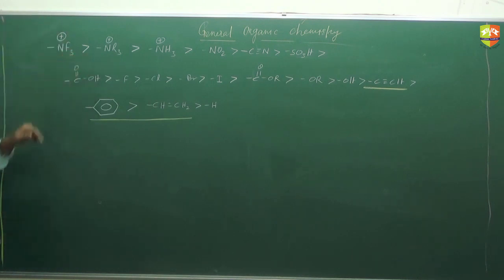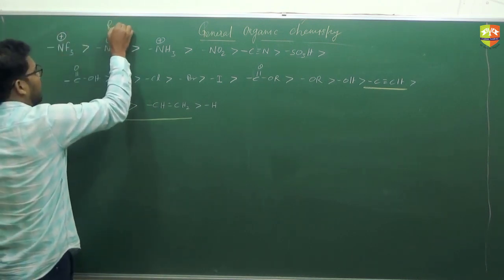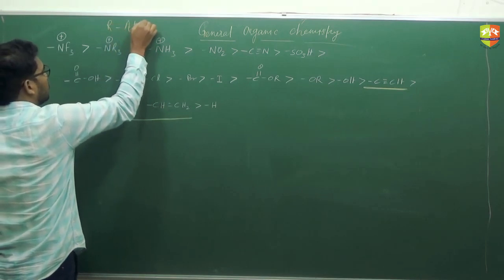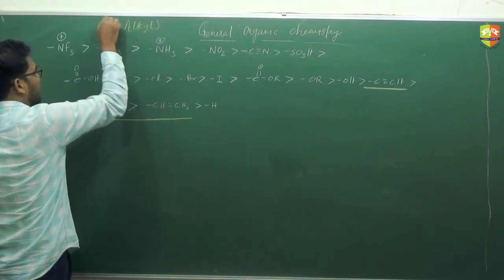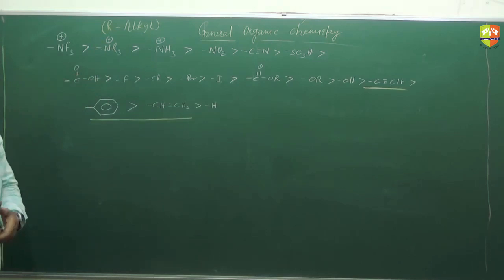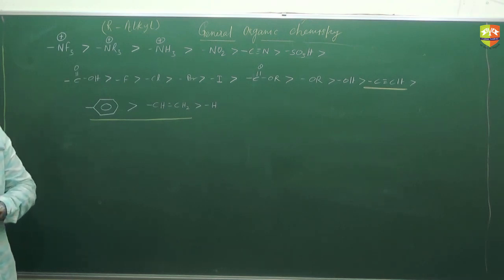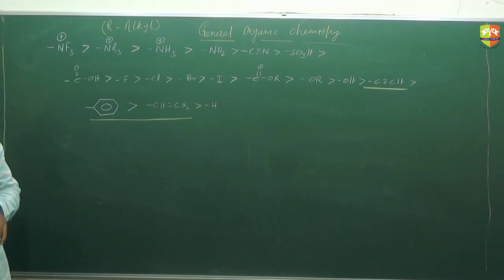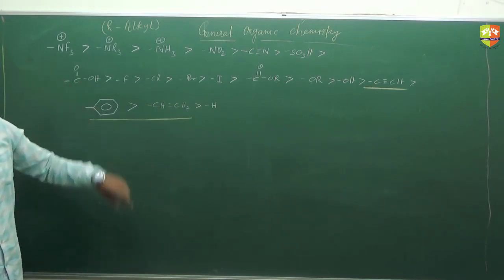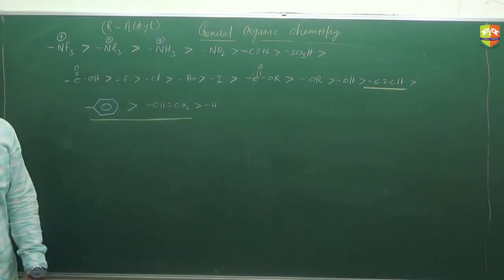R group, this R is an alkyl group. What is an alkyl group? From an alkane, if you remove one hydrogen, it becomes alkyl. Like methane, methyl is the alkyl group. Okay, ethane, ethyl, butane, butyl, propane, propyl, like that. Okay, so in general, alkyl will act as R in organic chemistry. Okay, you will get a very big chapter. R is the alkyl group.